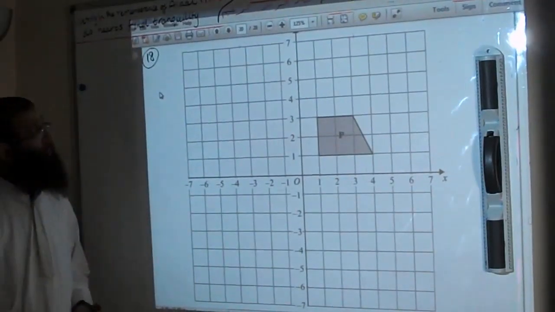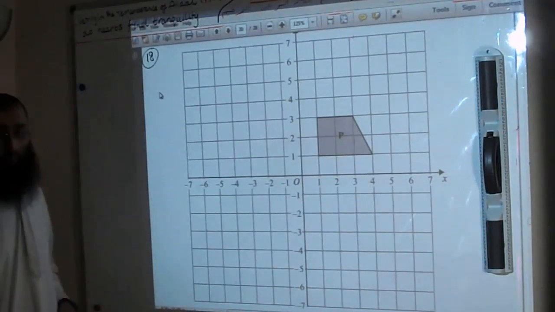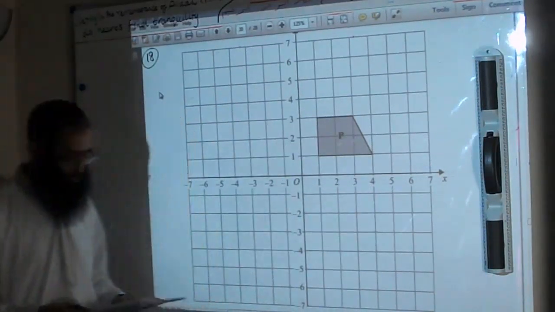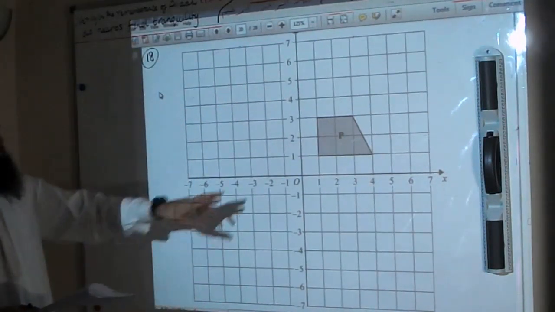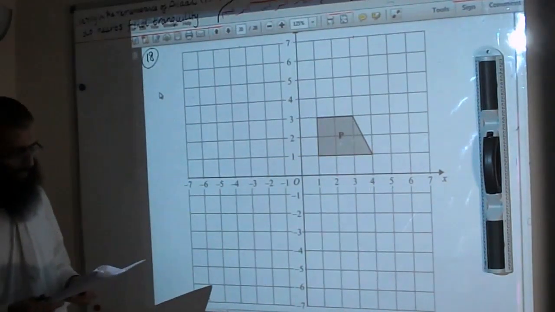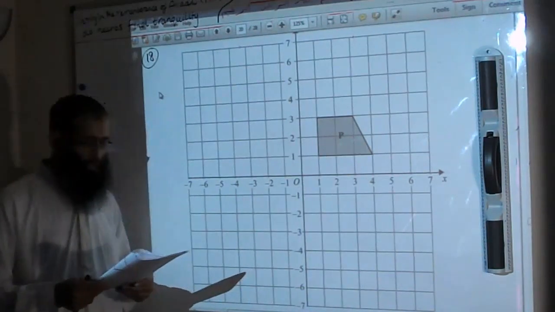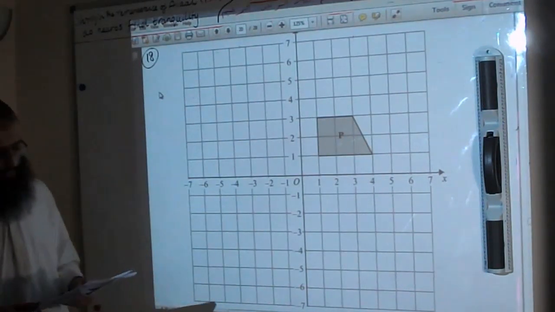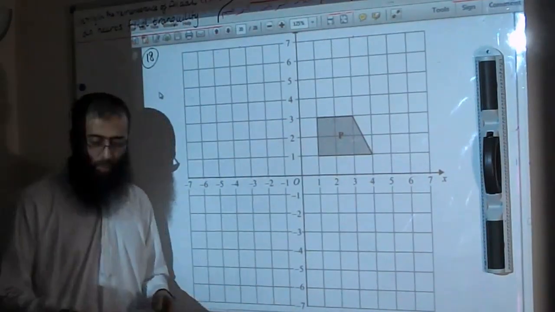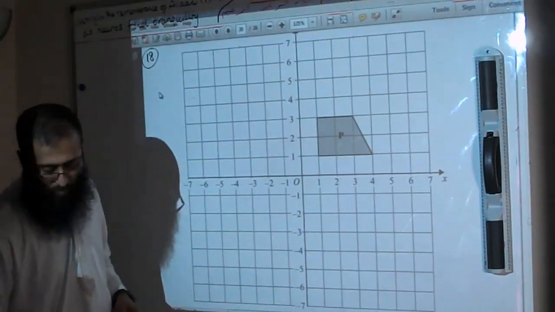Question number 18. Right, question number 18, I'm going to read it from the exam paper while you guys look at this grid here. Shape P is reflected in the line x equals minus 1 to give us shape Q. Shape Q is then reflected in the line y equals 0 to give us shape R. So let's describe fully the single transformation that maps P onto R. So we're going to do two parts of the transformation first of all.